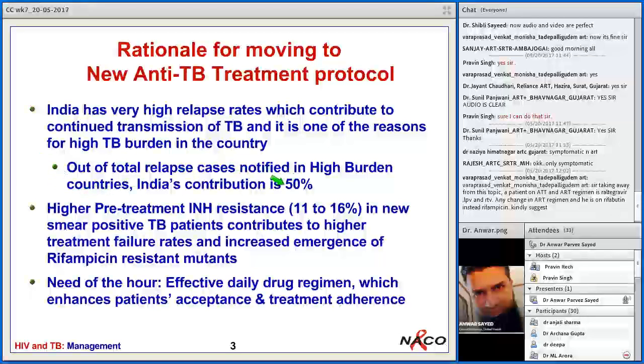India is contributing to almost 50% of global relapse cases, which is very high, and also higher pre-treatment INH resistance in new smear positive cases, which also contributes to the higher treatment failure rates and increased emergence of rifampicin resistant mutants.